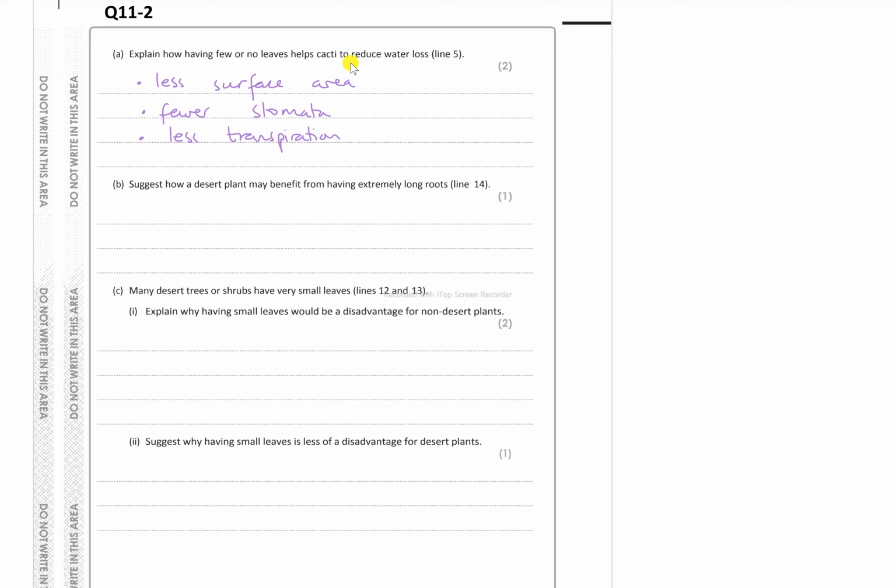Okay, how do desert plants benefit from an extremely long root? So they can obtain water from deep in the ground or soil. And also, what are roots for? They are for anchoring the plant. It makes it stable.